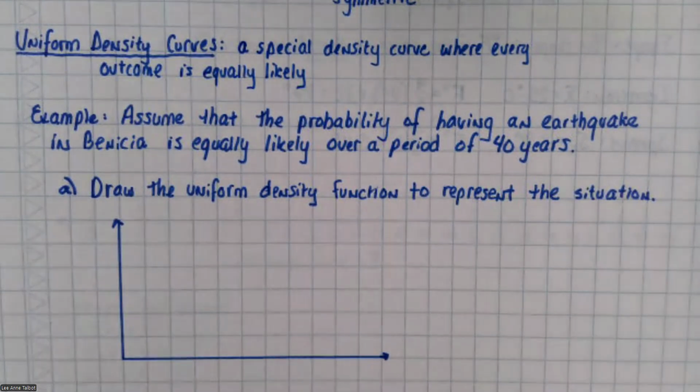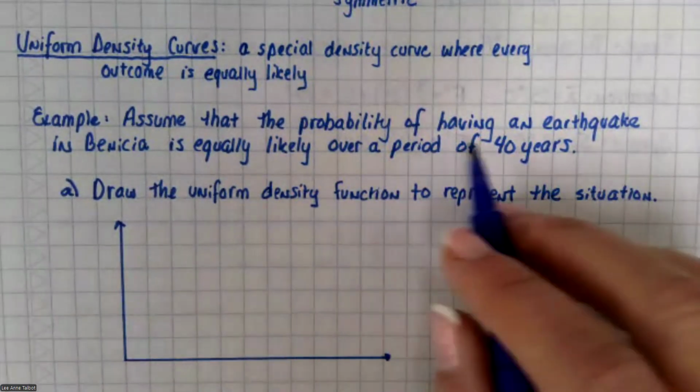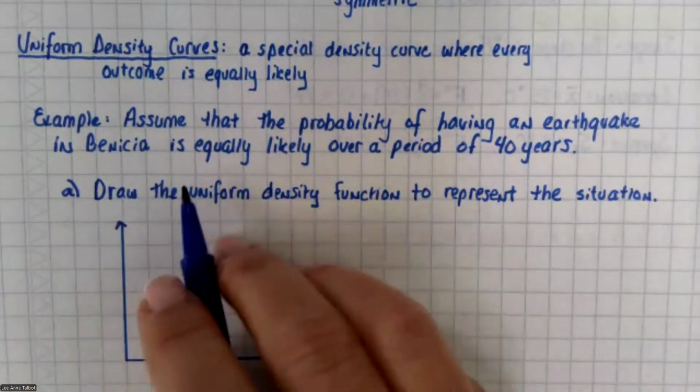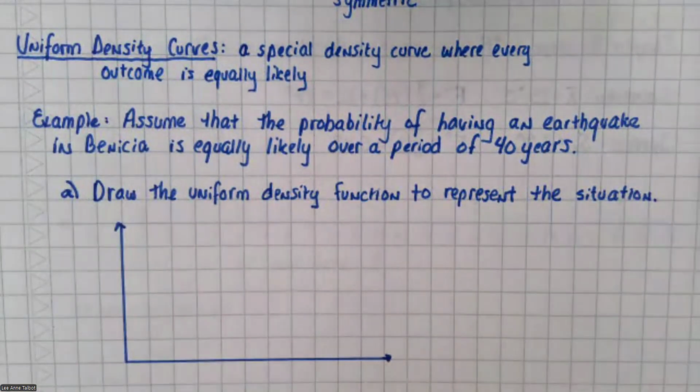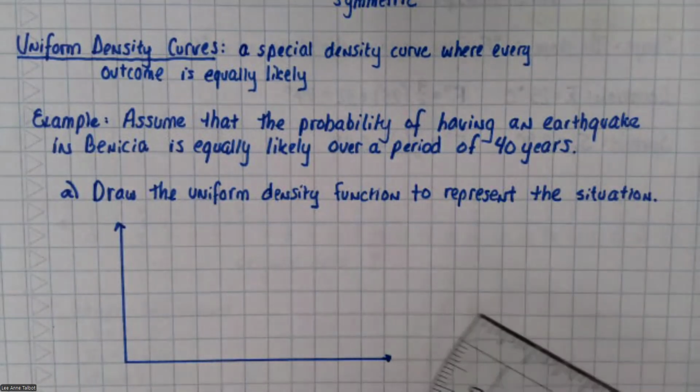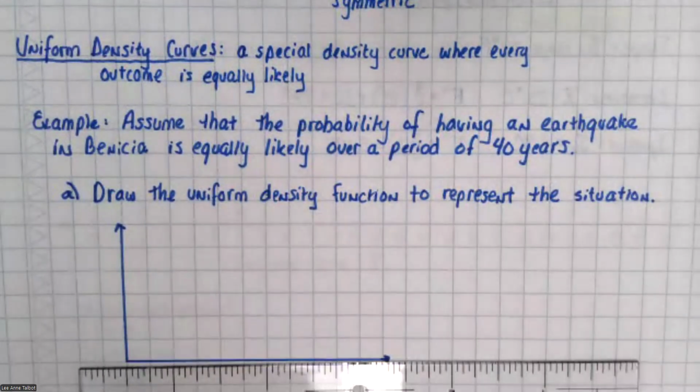Okay. Assume that the probability of having an earthquake in Venetia is equally likely over a period of 40 years. Draw the uniform density function to represent the situation. Okay, because it says uniform and because we're dealing with mathematical models today, which means perfection, it's going to be a perfect rectangle.